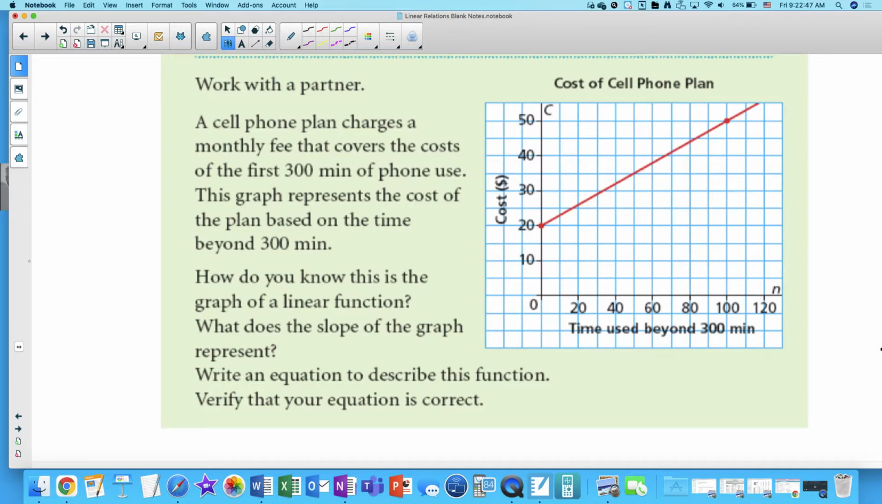Okay, well, how do we know it's a linear function? Let's start with that. It's a line, yeah. It makes a line when you graph it. Okay. What does the slope of the line represent? So let's actually figure that out. Let's say we go from this point to this point. I'm going up and I'm going right.